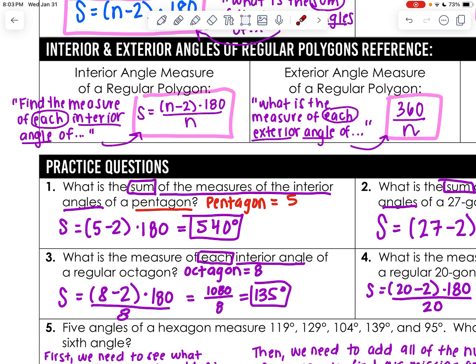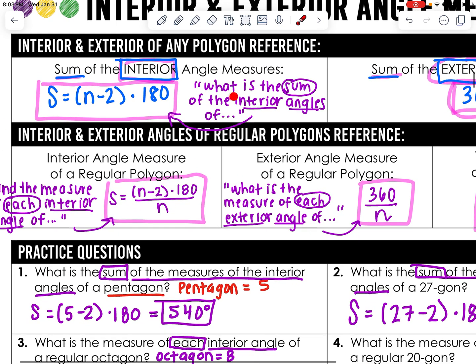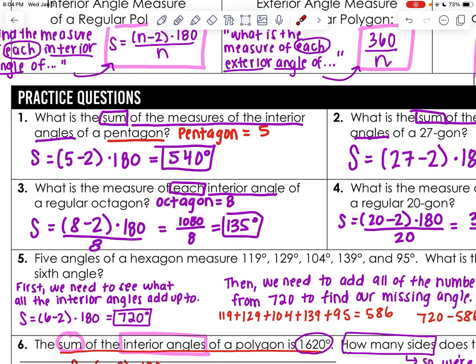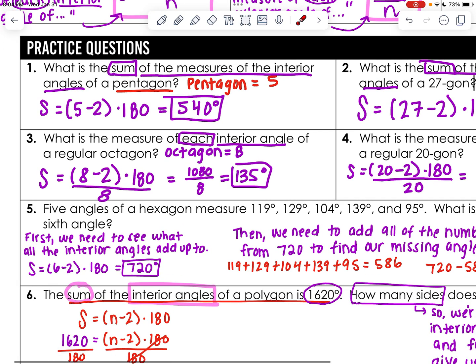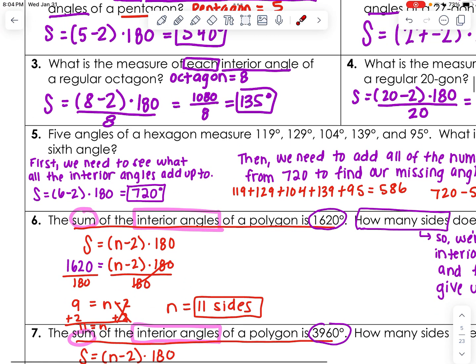Okay? So again, what is the sum of the measures of the interior angles of the pentagon? So you're going to be using this formula because remember it says what is the sum of the interior angles. Now here the sum of the interior angles is 1620, and this time we're going to find n. So we divide both sides by 180, and then we add 2 to both sides to find 11. So it has 11 sides.